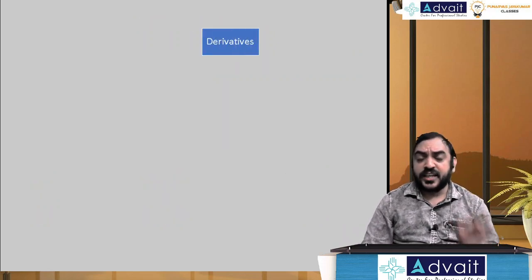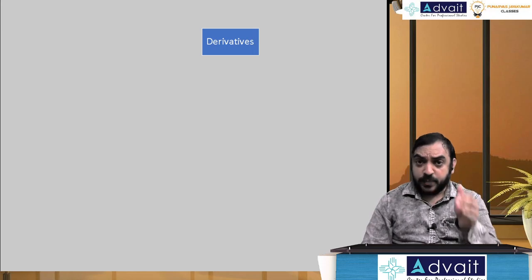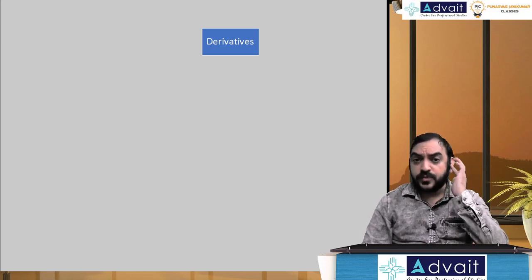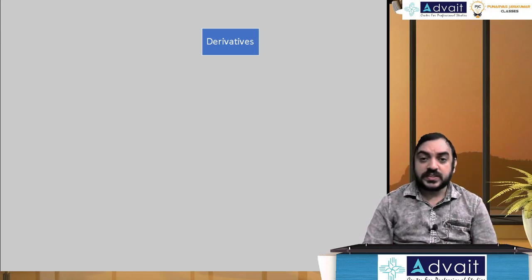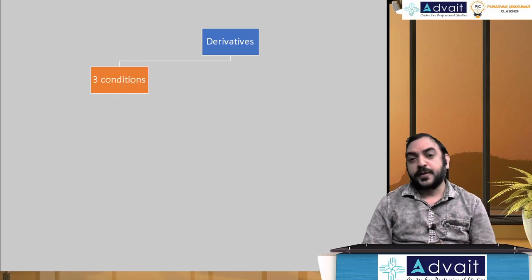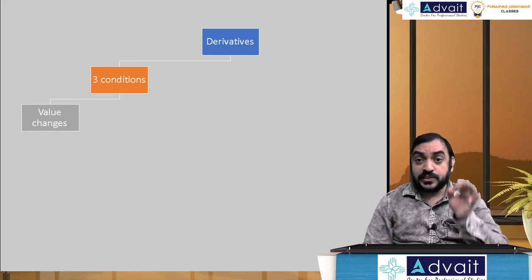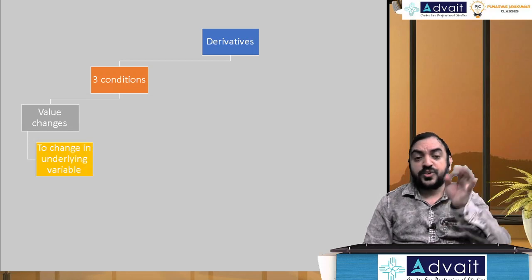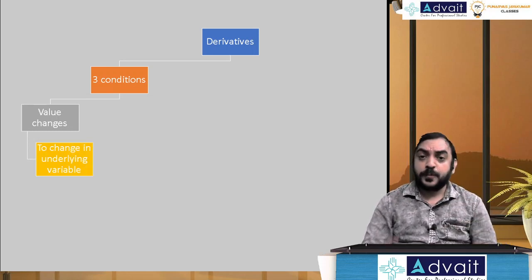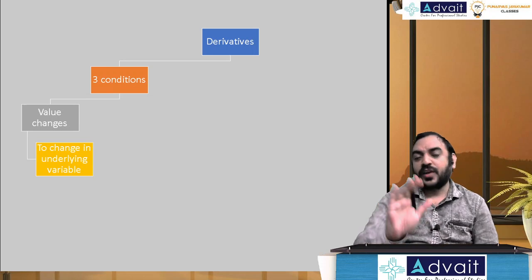Now let me look at the definition of derivative. The same definition is there in your FR also, in the chapter on financial instruments. The same definition is there, we apply it here. So for you to call it a derivative, there have to be three conditions satisfied. First condition, the value changes with respect to the underlying variable. Don't write it down, I'll give time to write.